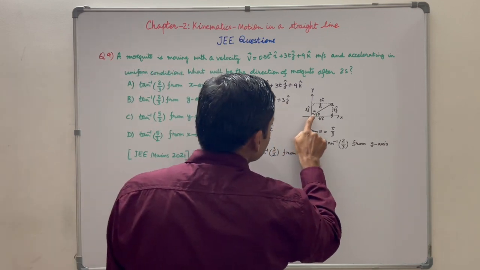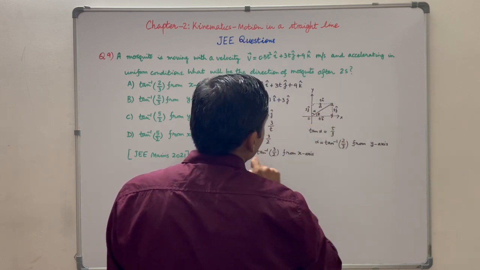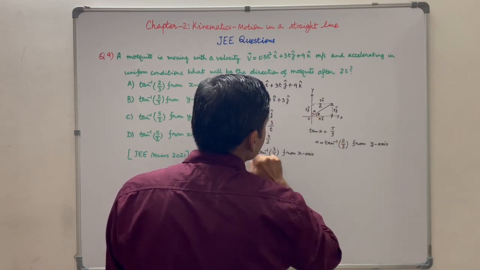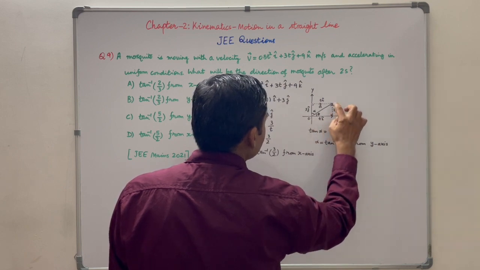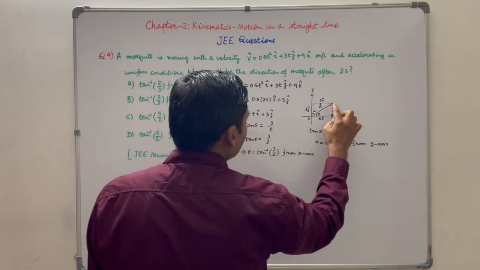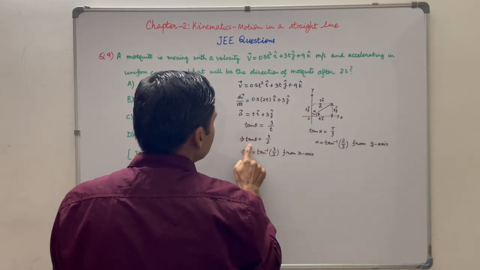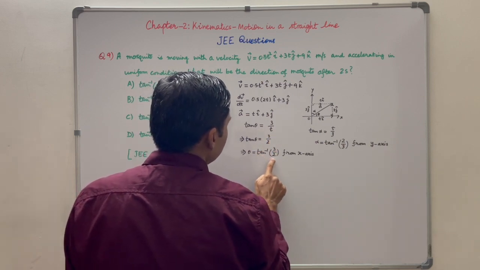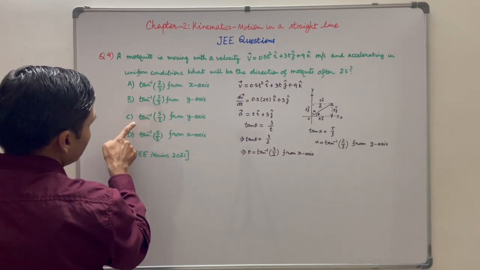So assume this is the acceleration vector and this is a 2D Cartesian coordinate plane. It is making angle theta with the positive x-axis. In this right angle triangle, this will be t i and this will be 3j. So tan theta = 3/t. t is given as 2. So tan theta = 3/2, meaning theta = tan inverse 3/2 from the x-axis. Let us see if any option matches.